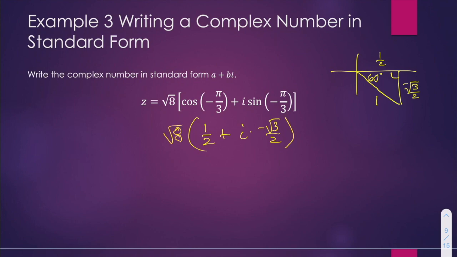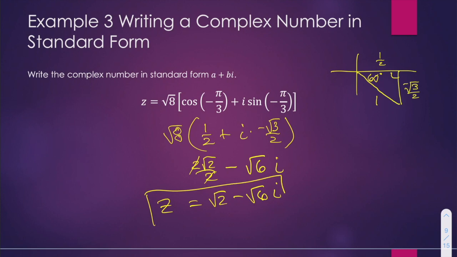So if we go ahead and multiply that through, now remember root 8 is 2 root 2, so we're going to call that 2 root 2 over 2 plus, not plus, because that's going to be minus because it's negative, minus 2 root 2 times root 3 over 2, but that cancels the 2, and so we're just going to call that root 6 i. So our answer ends up being then square root of 2 minus root 6 i. And that's my new z written in standard form.